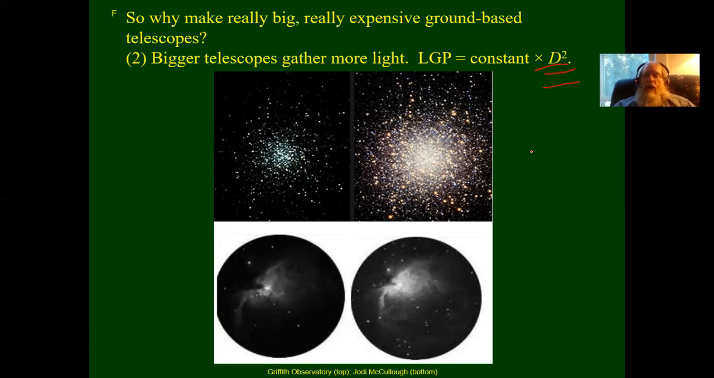And as a representation of that, here we have 2 pairs of images. The top one is of a star cluster. The bottom one is a picture of the Orion Nebula. And here we are looking at the images on the left, which were taken with a smaller telescope. The one on the right, similar detector, similar exposure time, was taken with a larger one. And that larger telescope collecting more light lets you see fainter things. So you can see fainter things with bigger telescopes because they have better light gathering power.